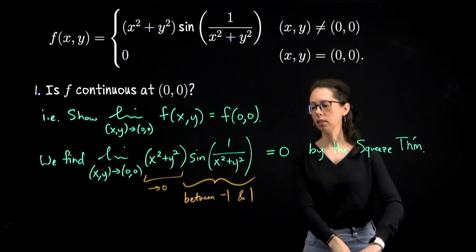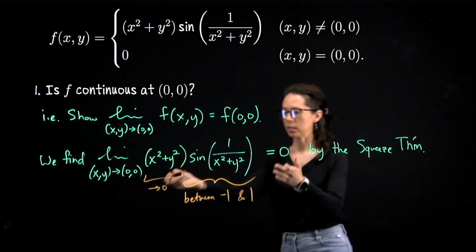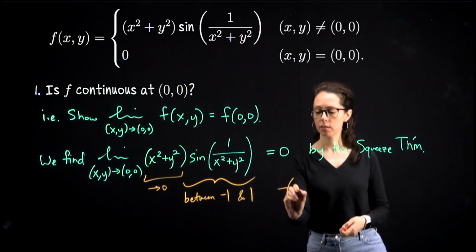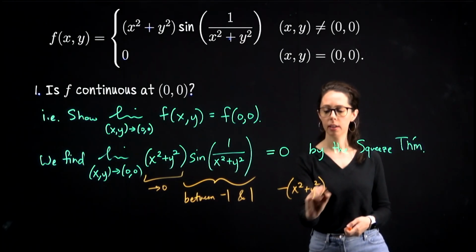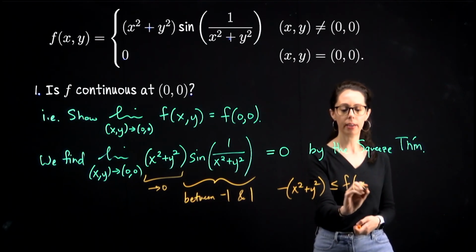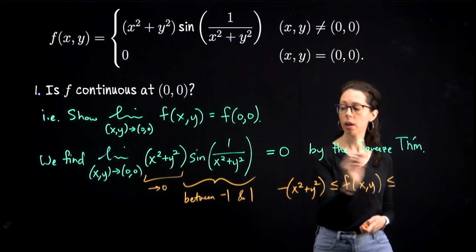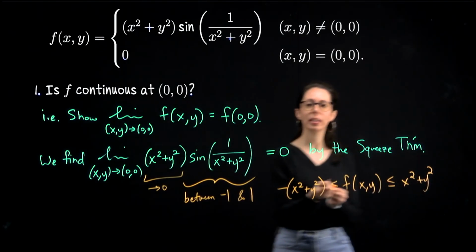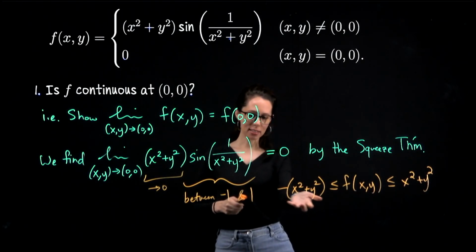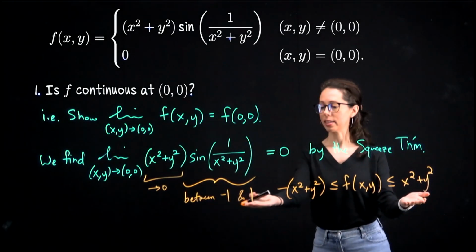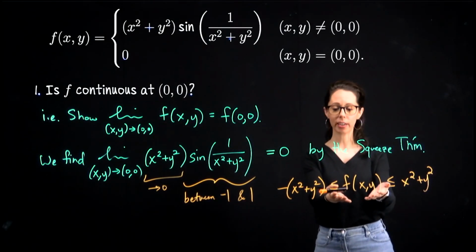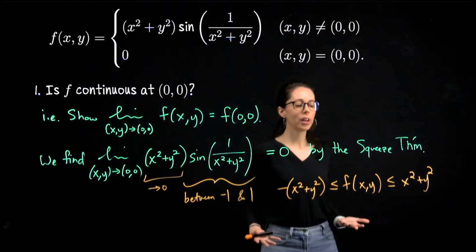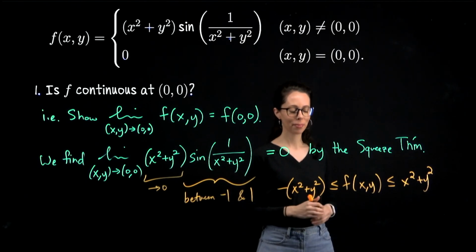In full detail, what we could say is that this expression is between -1 times this, so negative x squared plus y squared is less than or equal to f of x and y is less than or equal to 1 times x squared plus y squared. So here you really see the squeezing action. This is like setting sine to be -1. This is like setting sine to be 1. So whatever sine actually is, it's between these two bounds on the left and right, and both of those terms go to 0. So overall, this goes to 0.